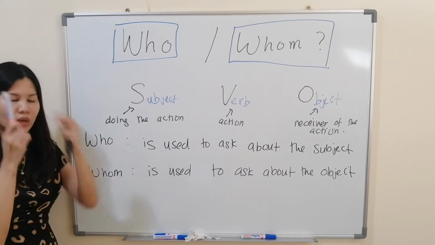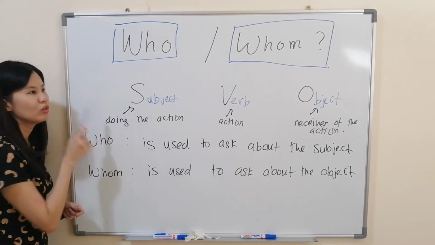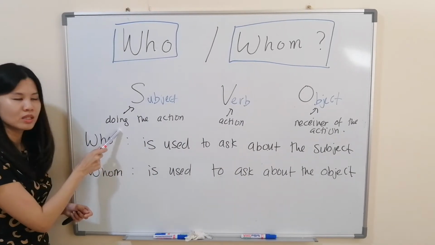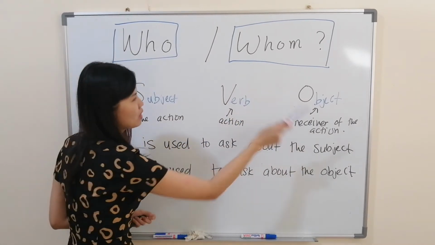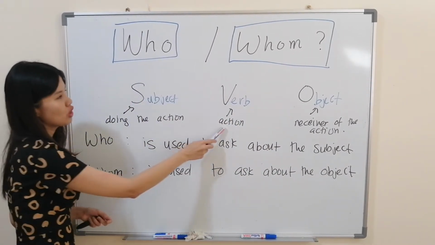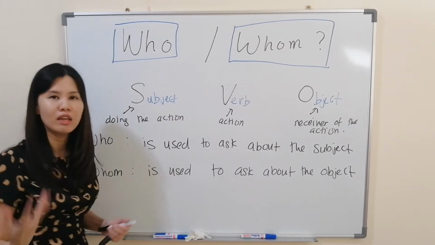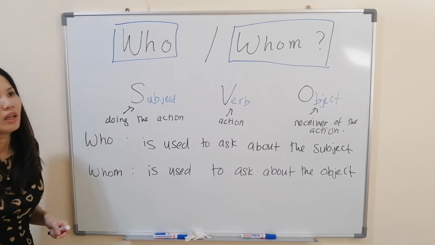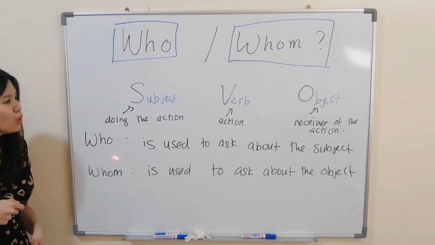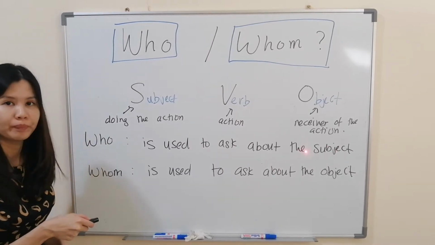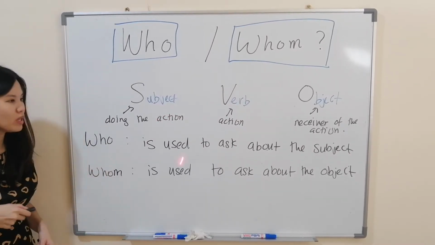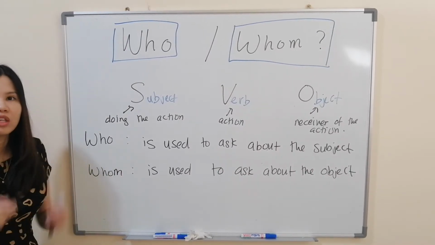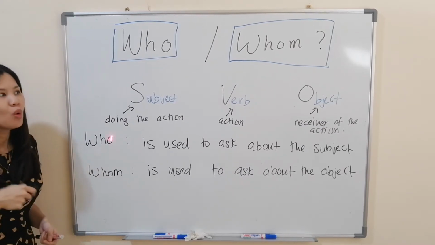For today, we just need to understand that in the English language, we follow this common structure, which is subject, verb, and object. Subject is the person doing the action, verb is the action, and object is the receiver of the action. Actions are like talking, giving. If you look at who and whom today, who is used to ask about the subject, the person doing the action, and whom is used to ask about the object, the person who is the receiver of the action. So this is how you use who and whom.